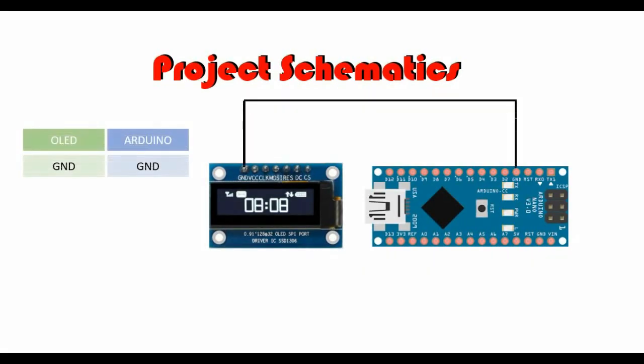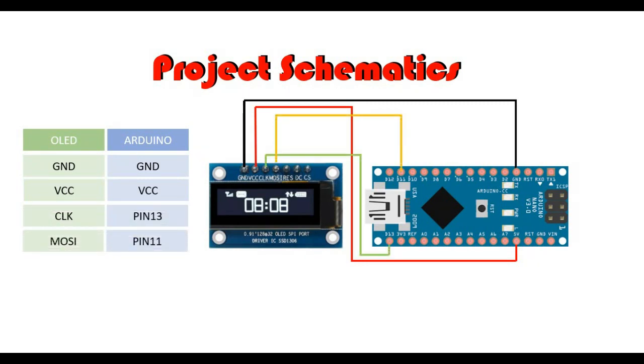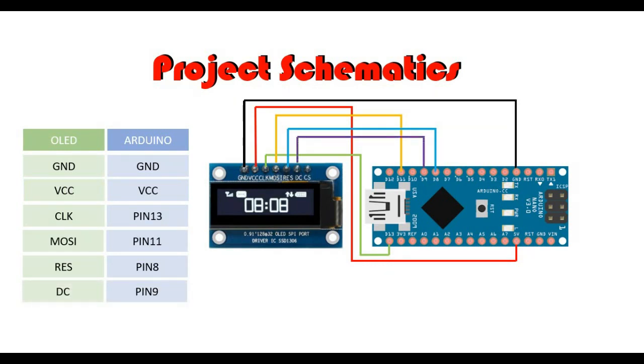Ground of the OLED is connected to ground of the Arduino, same with VCC. Clock is connected to pin 13, MOSI is connected to pin 11, Reset is connected to pin 8, DC is connected to pin 9, CS is connected to pin 10.